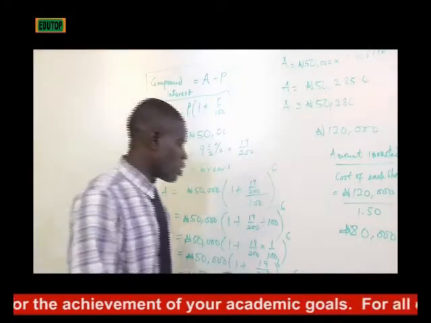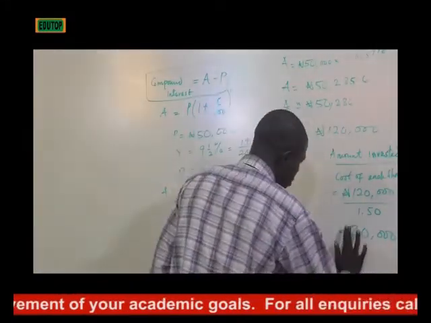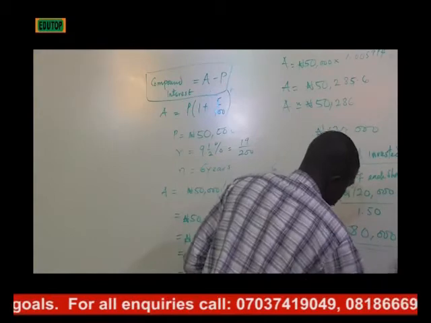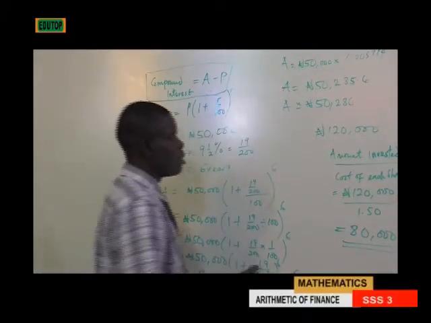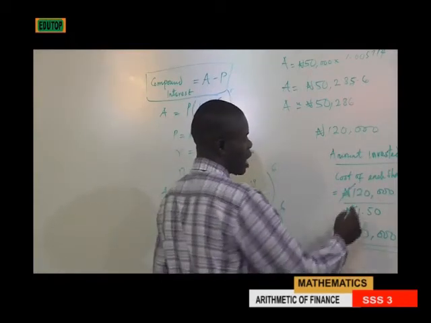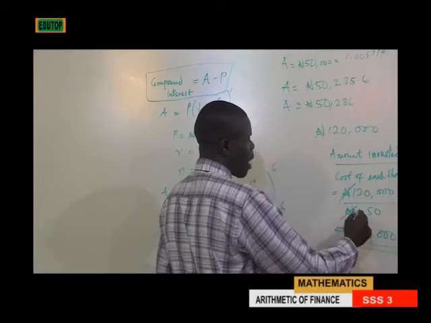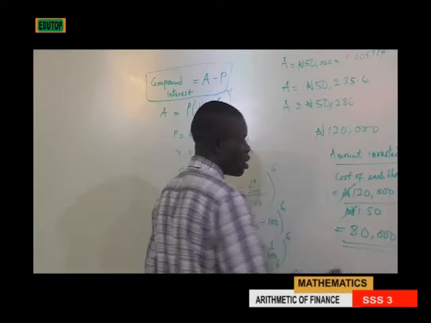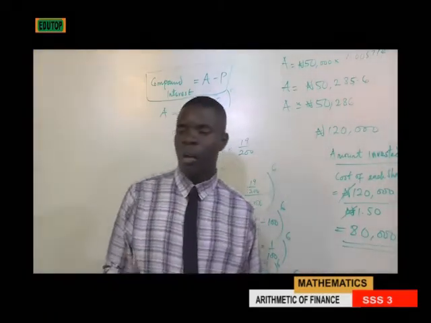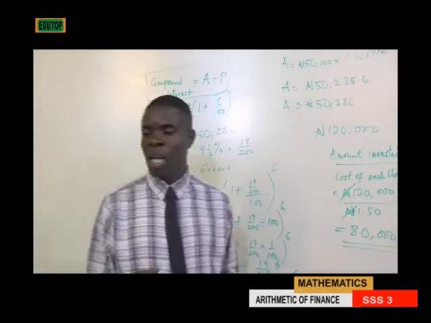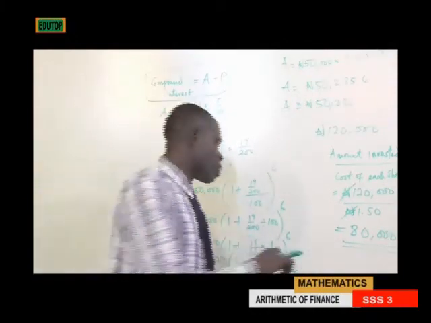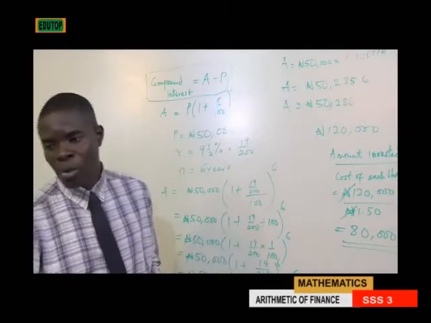So how many shares did he buy? Since the question asks us for how many shares he bought, the number of shares that he bought will then be 80,000. It is not the cost, because this naira cancels this naira, so automatically 120,000 divided by 1.50 will give us 80,000. So to question 7a, how many shares did he buy? The number of shares bought is equivalent to 80,000.